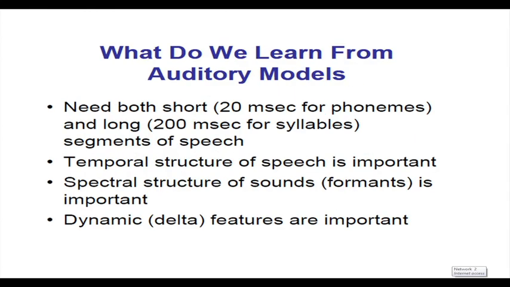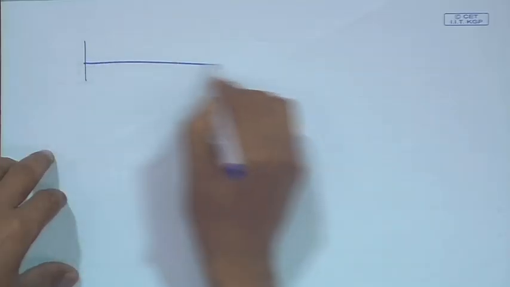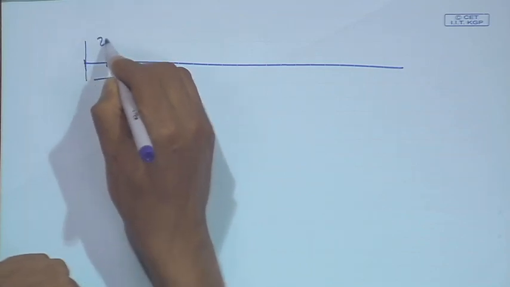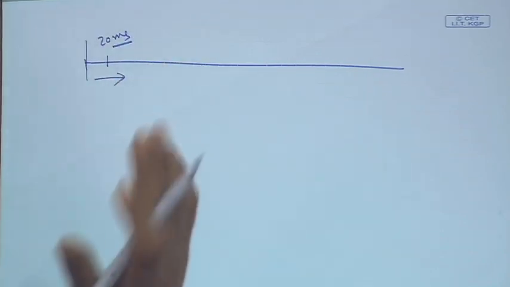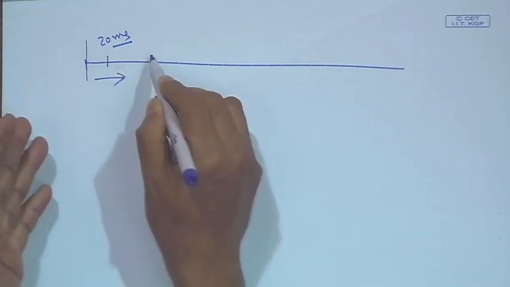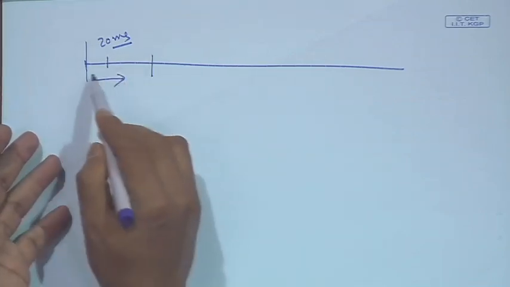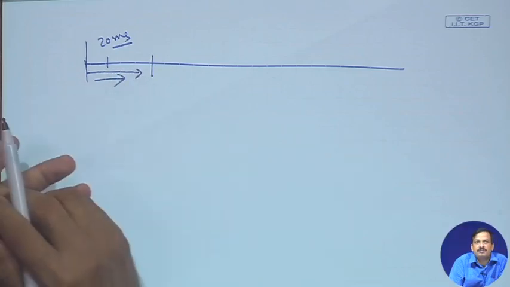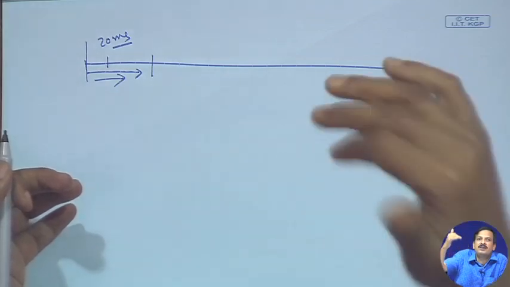Okay. Then what to learn from the auditory model? If I say speech, segmental and suprasegmental, the speech is not a pure tone, it is not a stationary signal. So, it changes along the time. If I take a short duration, 20 milliseconds, let us say for a phone, and a long duration for a speech segment, the properties of the speech signal change along the time. So, the dynamics of the speech signal change.